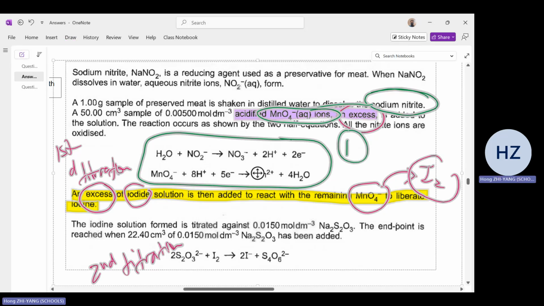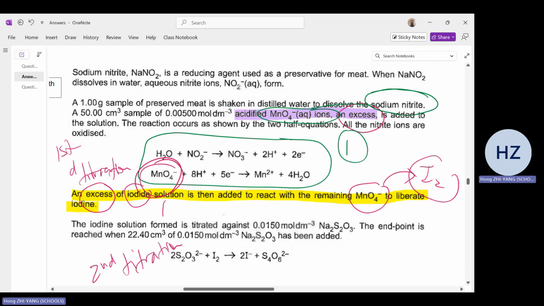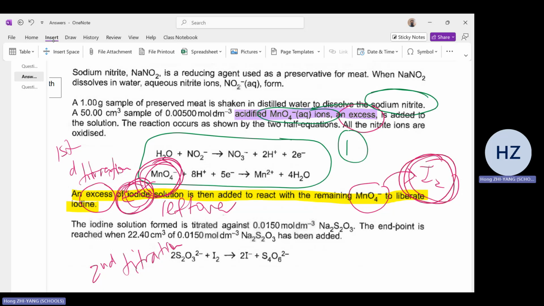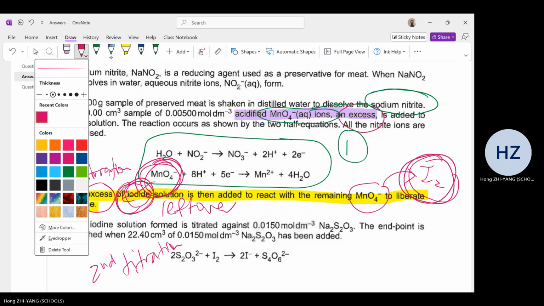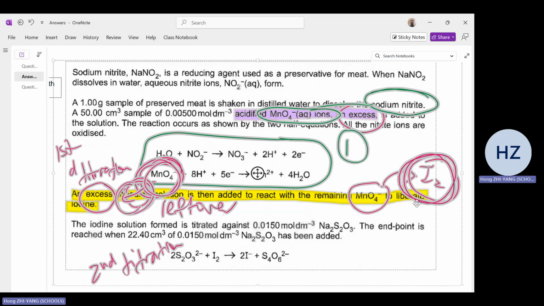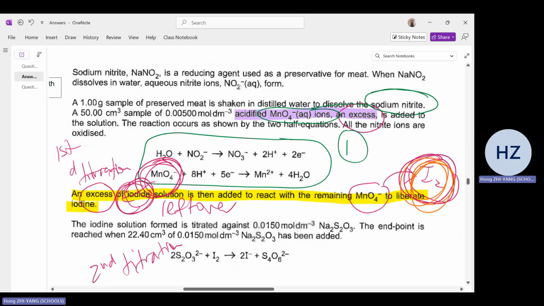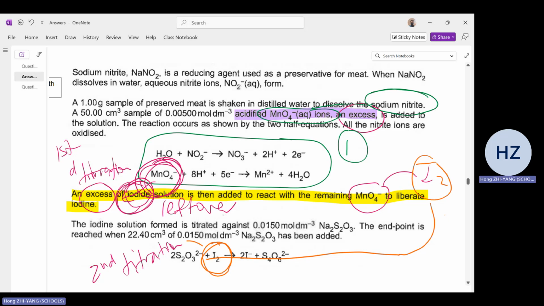I'm going to use red color. The second reaction is where this one got leftover. So the leftover manganate and iodide will react, and they will form iodine. That's the second one. Then what's the third one? Let's change color, orange. The third one is the iodine from here. It will appear here, and then you use thiosulfate to help you see. So there are 3 reactions linked up to each other in this manner. So you just work backwards.